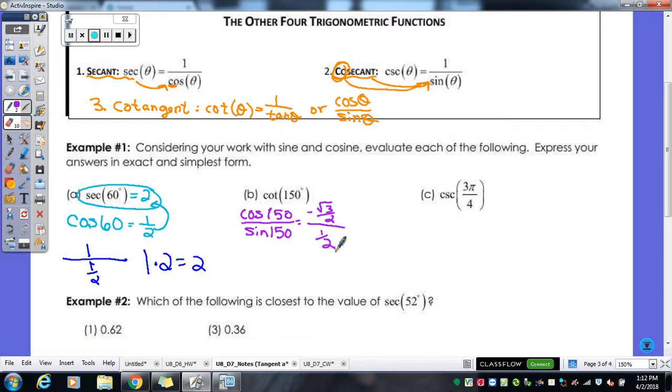So it's negative radical 3 over 2 over 1/2. So then I got a fraction divided by a fraction. What do I have to do? Keep, change, flip. So what happens with my 2's? They cancel. Why did you put cosine 150 on the top? Because it's cotangent, so it's tangent flipped. So it should just be negative radical 3.